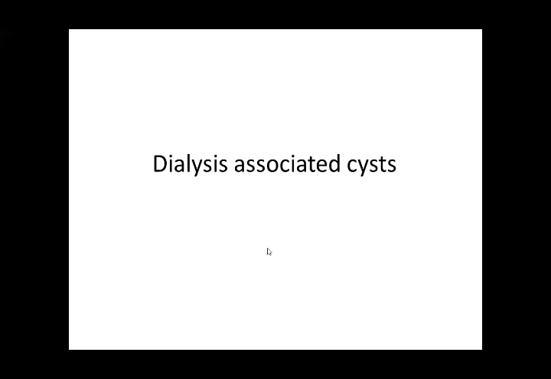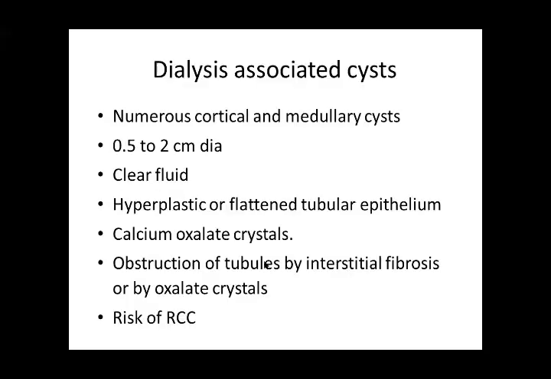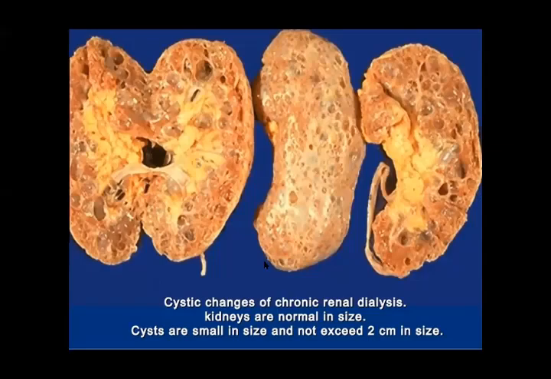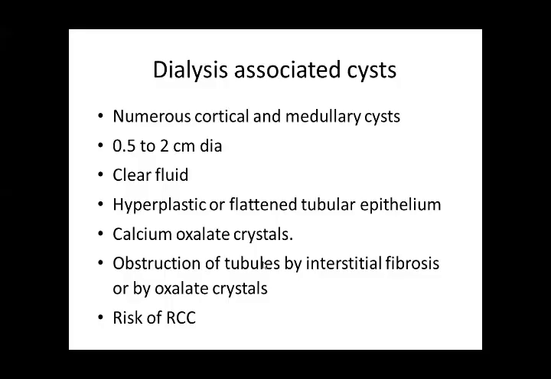Dialysis associated renal cyst. What happens in dialysis? Cysts everywhere. This is what happens. Cysts everywhere, and the kidney is small and contracted. Numerous cortical and medullary cysts.